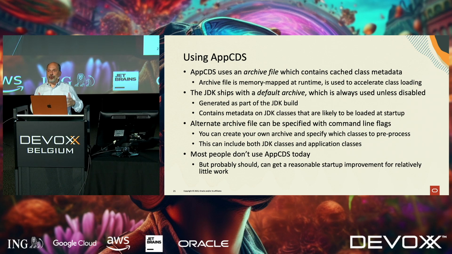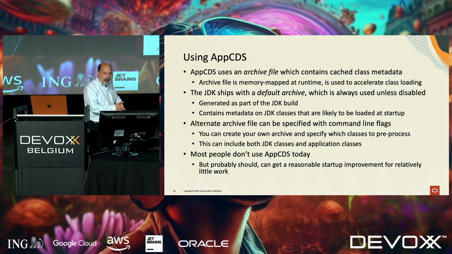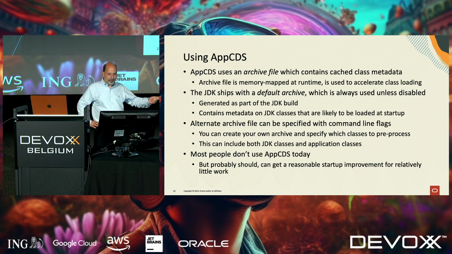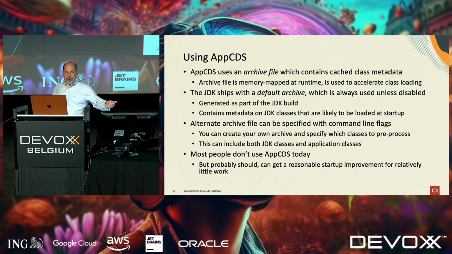The JDK has a default archive, which is built when the JDK is built, before you download the JDK. So it's when we actually build the JDK image. And that will always get used unless you turn it off. You can turn it off. And it contains metadata just on JDK classes. But you can select, with a command line switch, a different archive file. And you can create your own archive files and specify which classes to preprocess, which includes both JDK classes and your application classes.